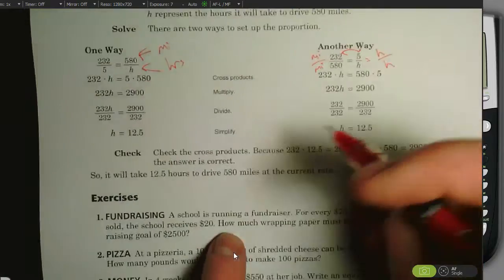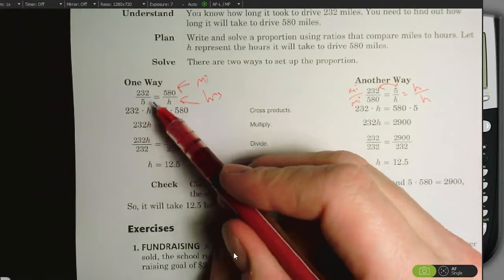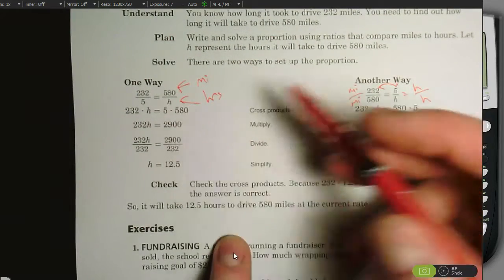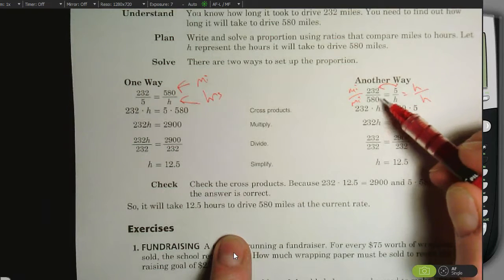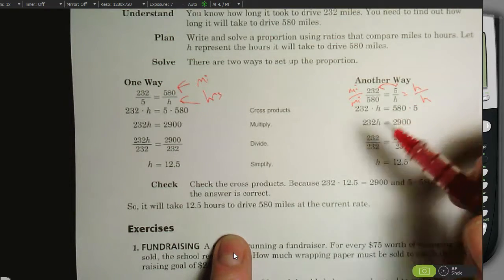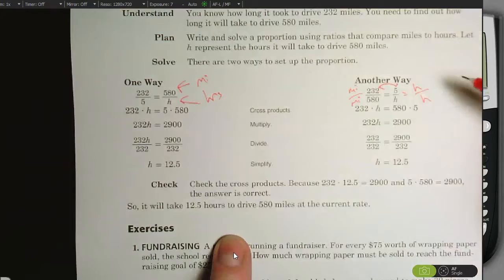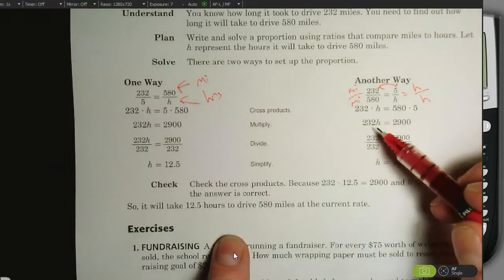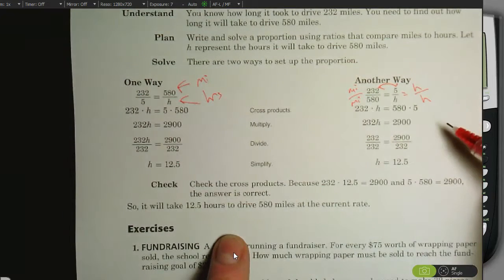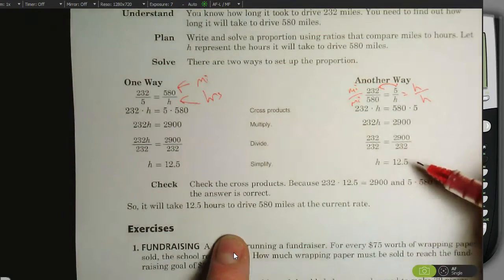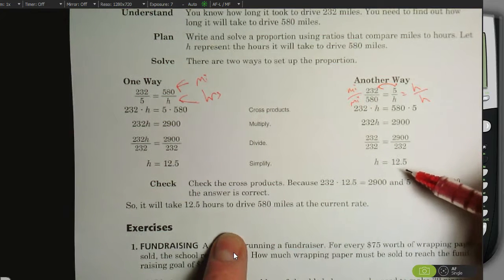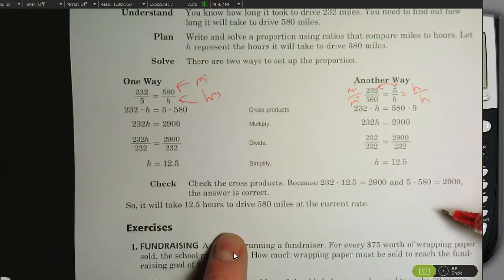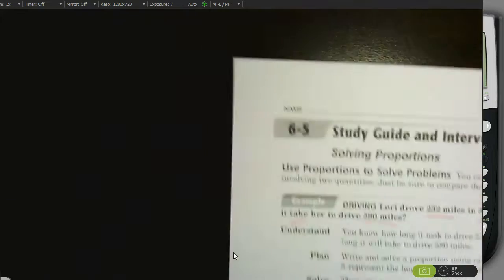And what you find is when you cross multiply, we get 5 times 580 over here. This one here, we still get 5 times 580. It's just in a different order. We get 232 times h both times. I still get the same equation: 232h equals 2900. Divide both sides by 232. This one you could throw into a calculator to get the approximation of 12.5. Okay, so let's look at a word problem then.